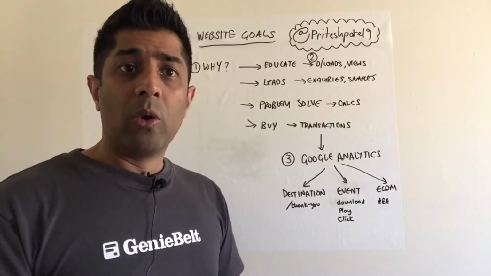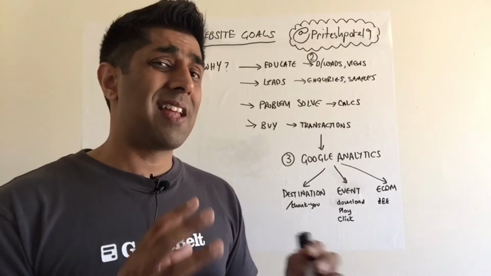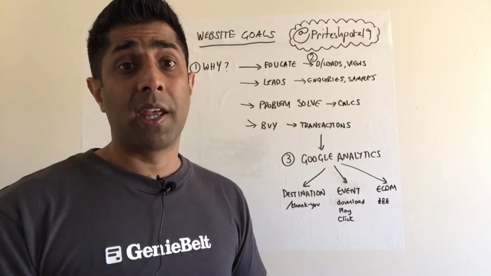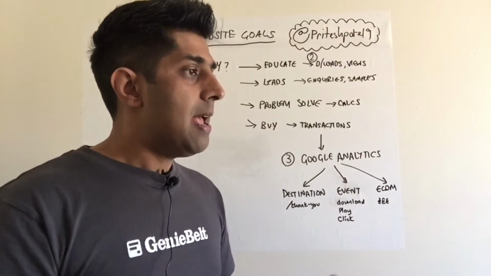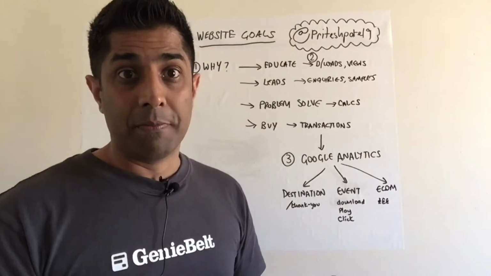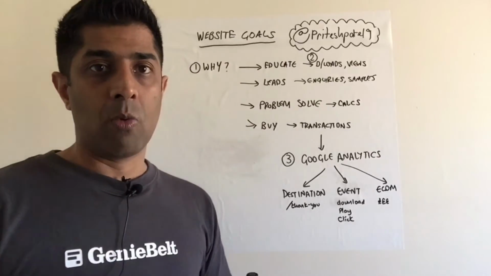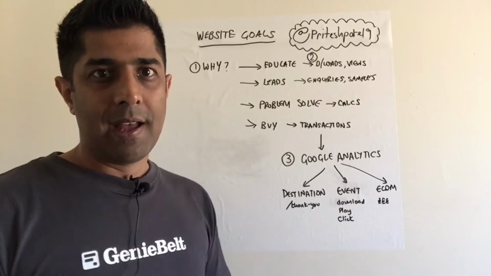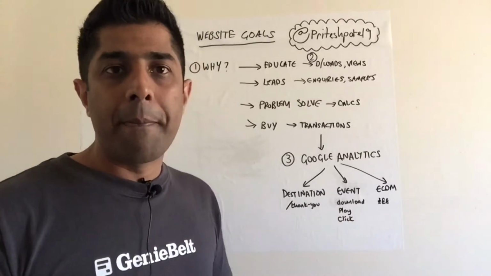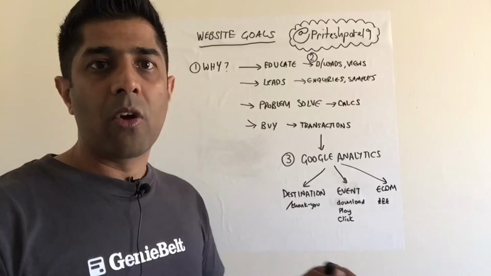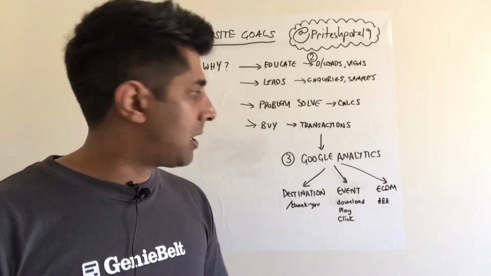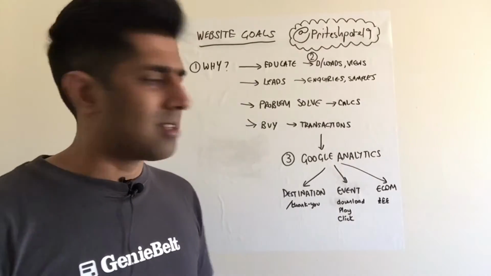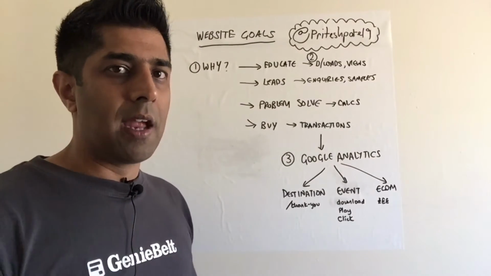The second type of goal is event, and the event is essentially a piece of code that goes onto your website. It sends data to analytics when somebody has clicked on something or done something that you want them to do. So this is more user behavior, clicking on a play button, downloading a PDF, clicking on a link that you want people to click on. So these are event type goals, and this is done through event tracking, slightly different to the way destination goals are set up.